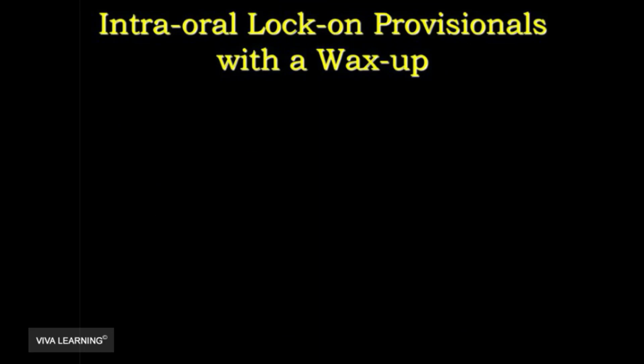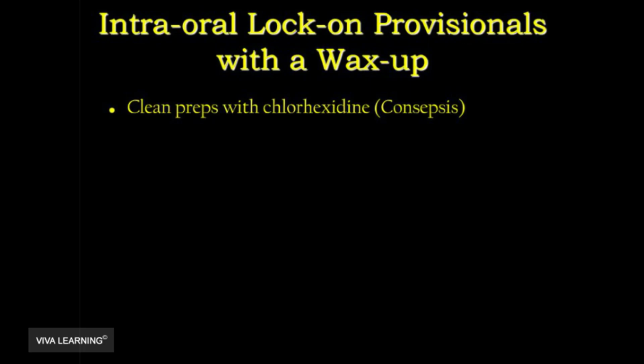Well, the first one we're going to look at is utilizing a wax-up, and the two primary techniques we use for provisionals are the lock-on technique and the extra-oral finishing. The primary reason we use a lock-on technique is if we're doing no prep or very minimal prep veneers, and the restorations are going to be very thin. It's difficult to deal with these outside of the mouth. So I like to use a lock-on technique because the temporaries are actually fabricated right on the teeth, and we'll show you how that works.